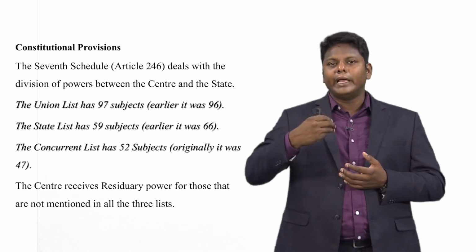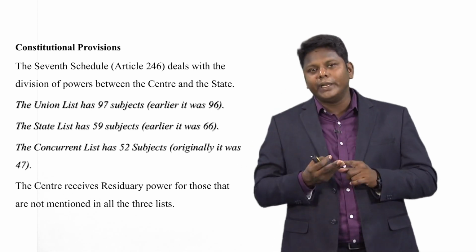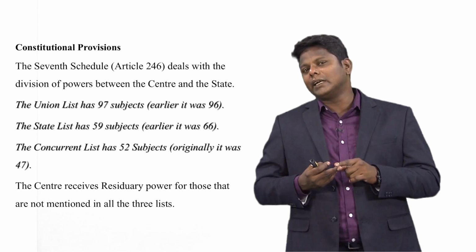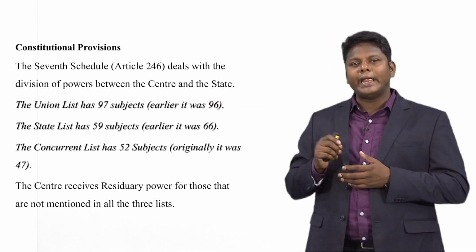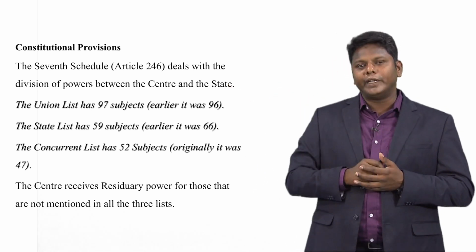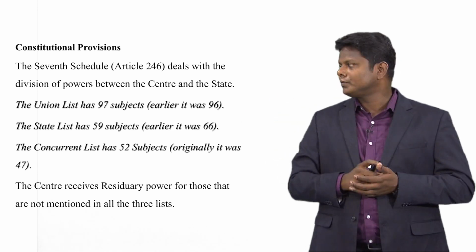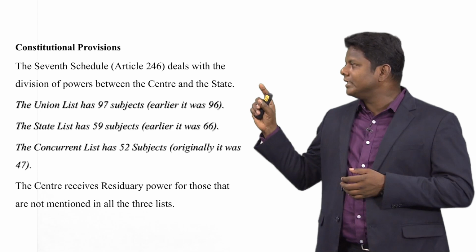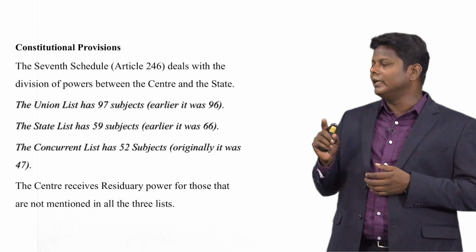As I mentioned in the beginning of the lecture, there are 3 lists: union, state and concurrent list. These are the subjects. For list 1, 97, which means union list. For state we have 59, and for the concurrent list we have 52. The center receives residuary power for those that are not mentioned in all the 3 lists.